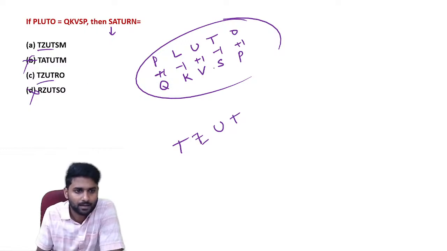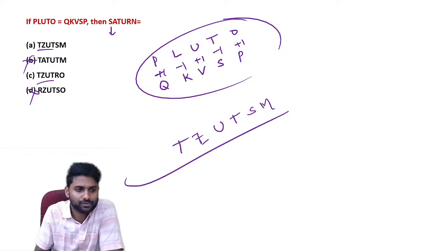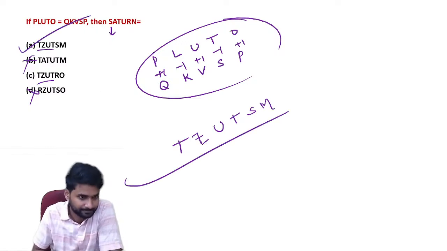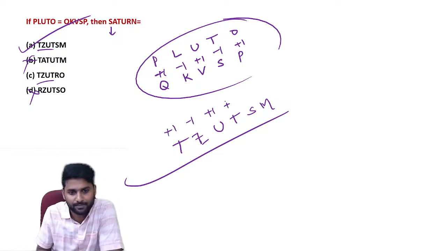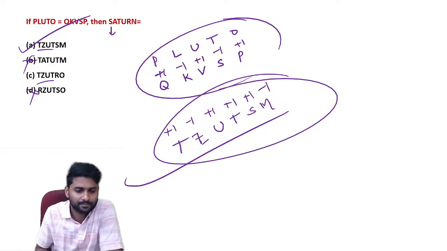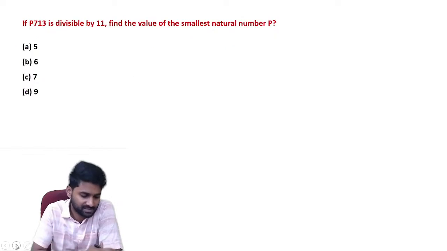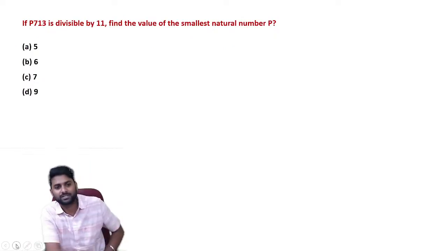Okay. So plus 1, minus 1, plus 1, minus 1, plus 1. After R, S. Before N, M. So suitable answer is option 1. Plus 1, minus 1, plus 1, minus 1, plus 1, minus 1. Next. So try to answer this question.